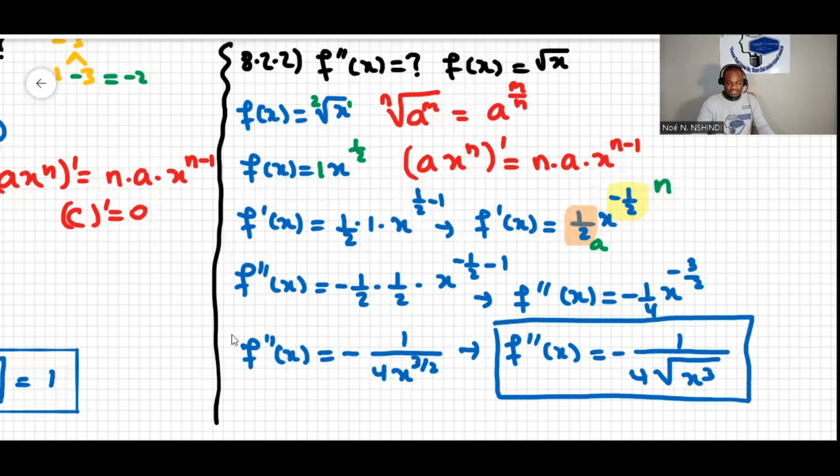You can write it this way as we did here, or we can write it this way, or we can also write it that other way. It doesn't matter how you write it. Okay, thank you.